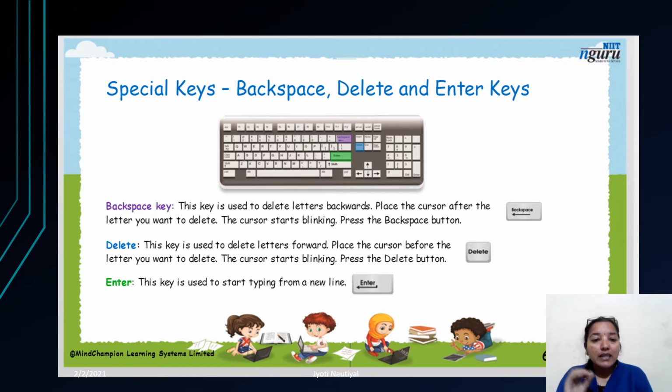Now children, this key is used to start typing from a new line. Whenever you are typing and you want to come to the next line, you just need to press the enter key. Every single press will bring the cursor down, down, down. You have to press it once. And this is the enter key of green color.